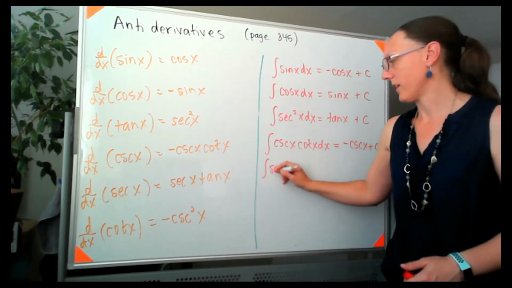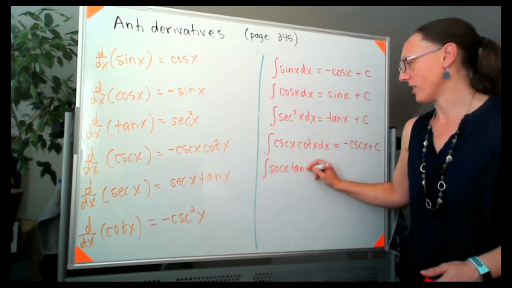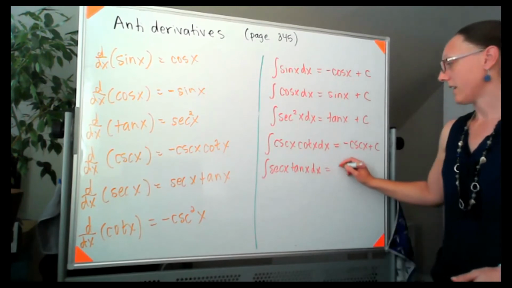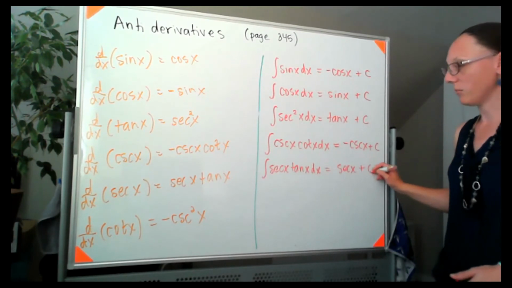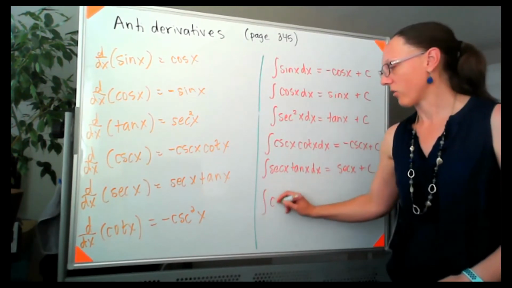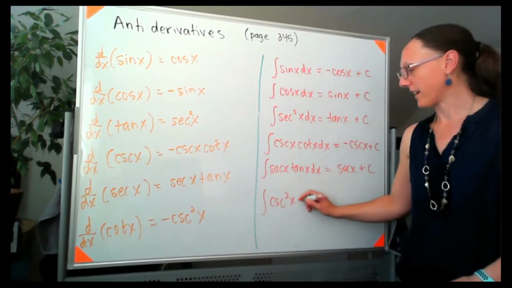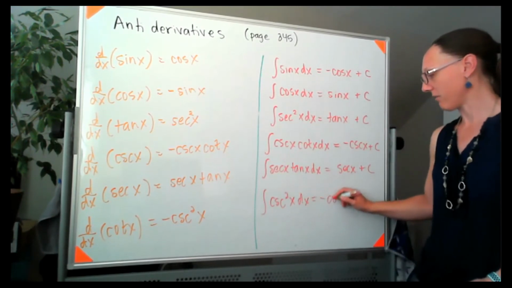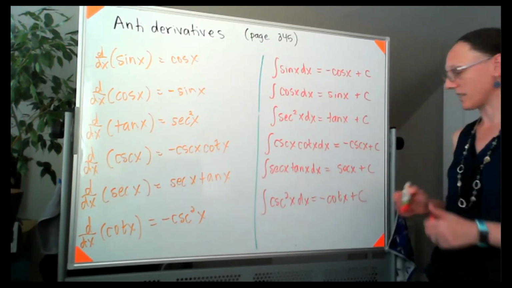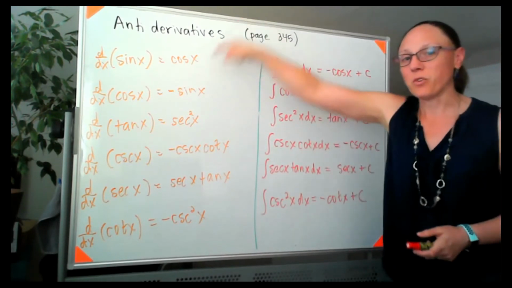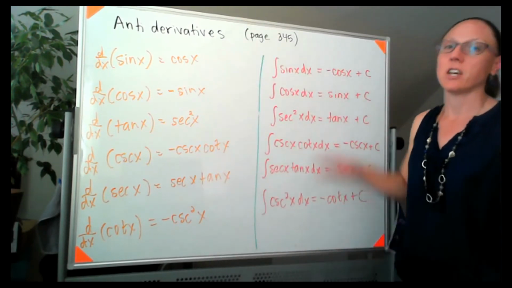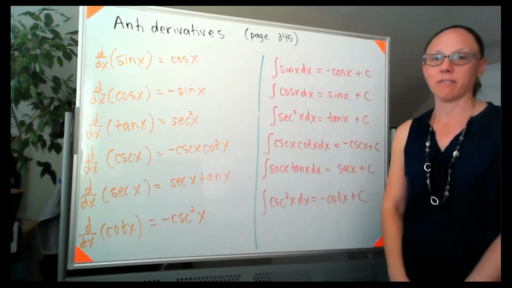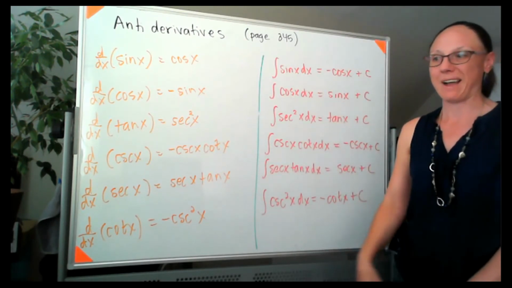The integral of secant x tangent x dx is secant of x plus c. And the integral of cosecant squared x dx is negative cotangent of x plus c. So if you have these derivatives memorized, you already have the antiderivatives memorized. They're just all asked backwards.